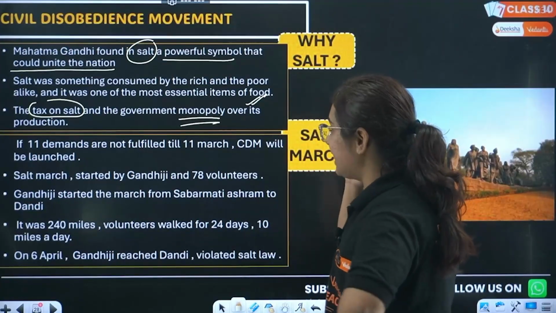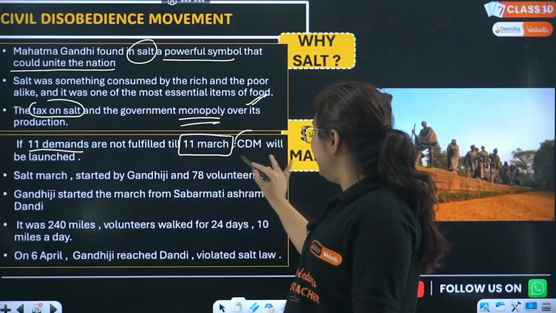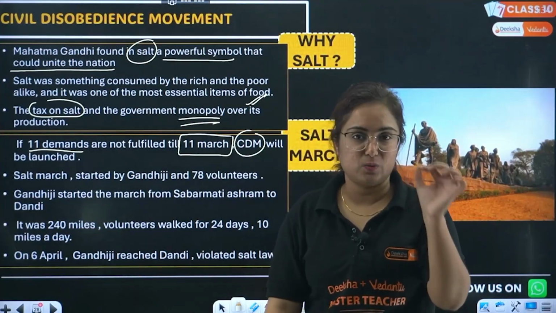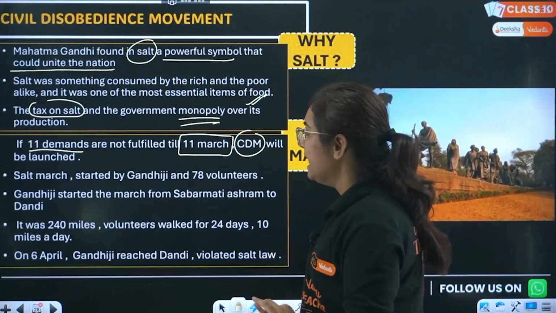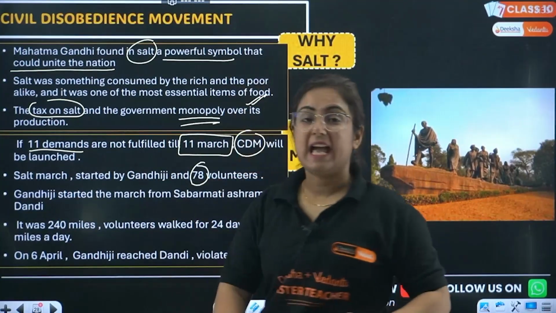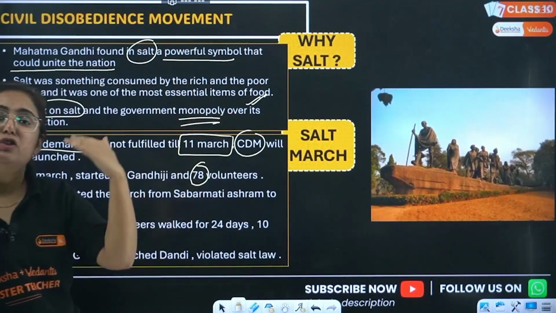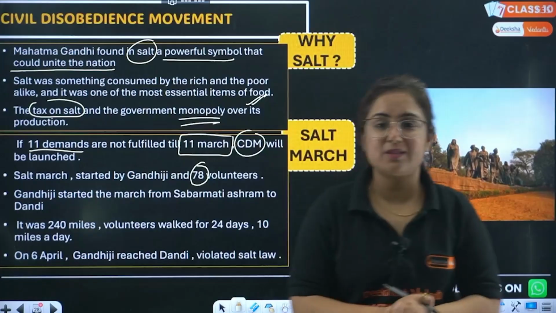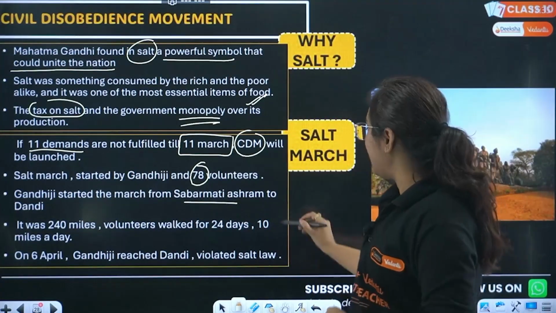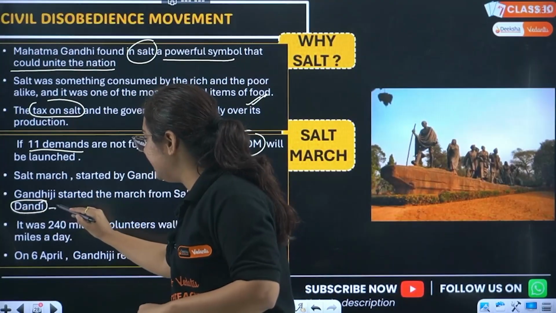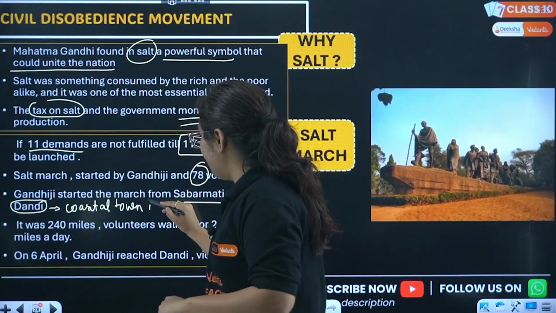Okay, and here it started when the 11 demands were not fulfilled till the 11th of March. The Civil Disobedience Movement was launched with a popular salt march, also known as the Dandi March. This salt march was started by Gandhiji and 78 of his volunteers, and people later joined him on the way. From where was it started? It was started from his Sabarmati Ashram where he used to stay, and they moved to Dandi. What is Dandi? Dandi is a coastal town in Gujarat.